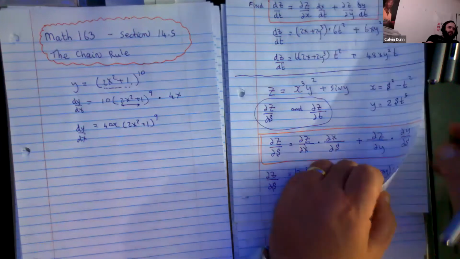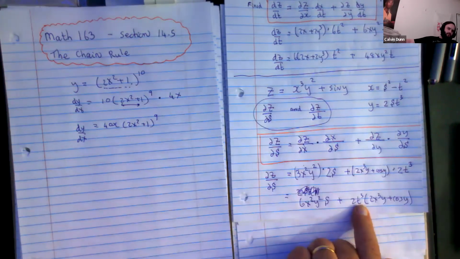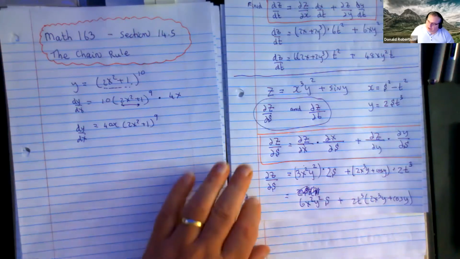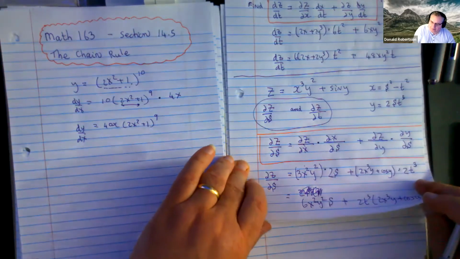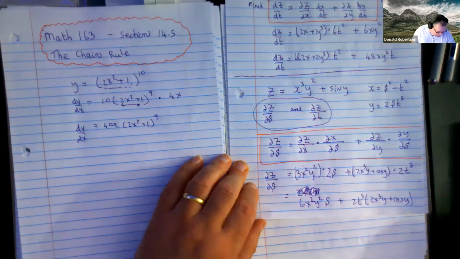Could you technically distribute that 2t to the third? Yeah, if you wanted to. I'm pretty sure WebAssign would be happy with that. Okay. But it would work.